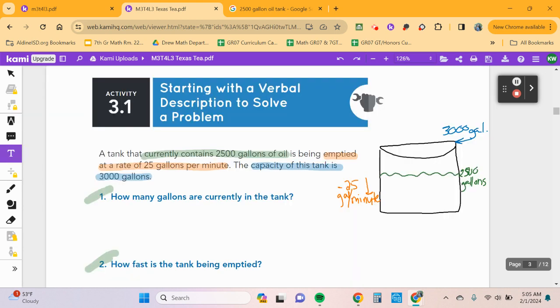Alrighty, now that you've had 5 minutes to answer these questions, we are going to compare answers. Question number 1, how many gallons are currently in the tank? That's an easy one. There are 2,500 gallons in the tank. Now, a best practice is to put your answers in complete sentences, but if you did not this time, that is okay. Let's keep moving.